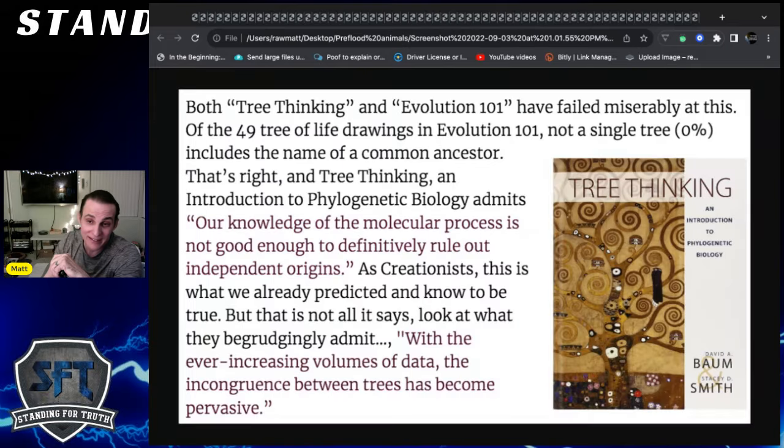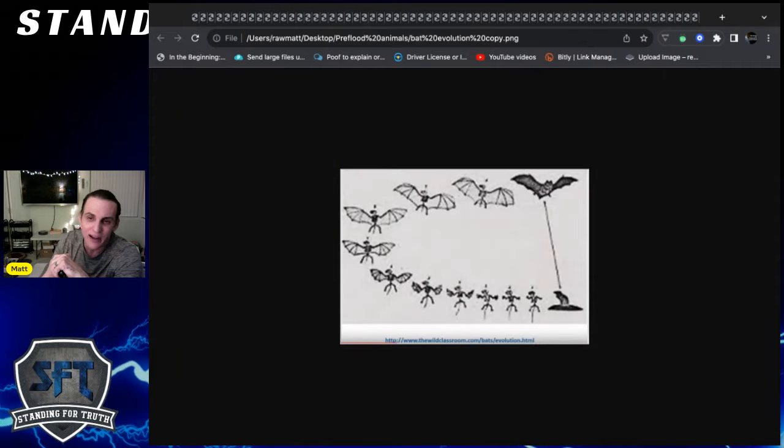As a matter of fact, science textbooks tell us that they don't want to even admit it or put it on paper. The Evolution 101 handbook has 49 tree of life drawings in it. Not a single tree includes the name of a single common ancestor. Think about that. Not one. They have no genetic evidence for any of this tree of life that they're talking about. They don't have any of the genetic or fossil evidence of any of these things. They're hoping that they do.